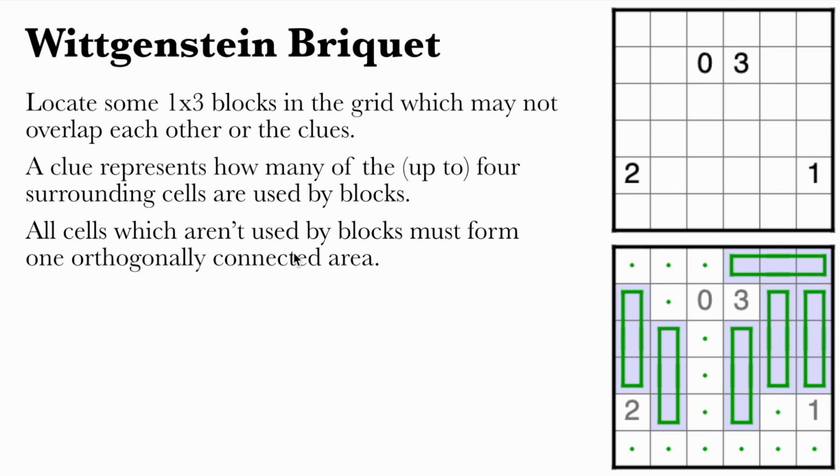All cells which aren't used by blocks must form one orthogonally connected area. Orthogonally connected means that we can travel from any one of those cells to any other one by only traveling horizontally and vertically, not diagonally. So from this one in the corner, we can travel around to these and around to those. They are all orthogonally connected. Those are the rules of Wittgenstein Briquet, so it's time to solve a puzzle.